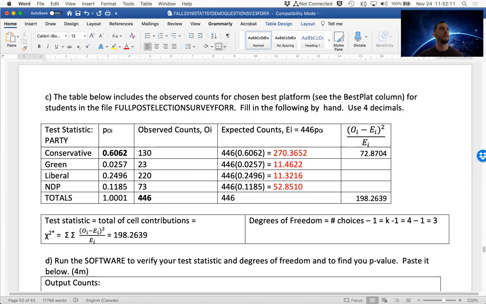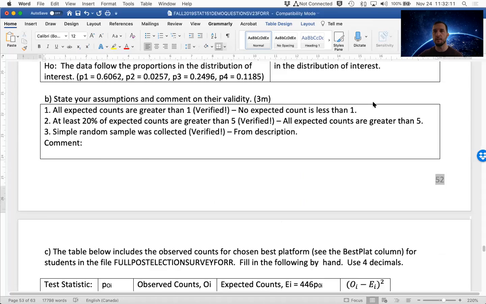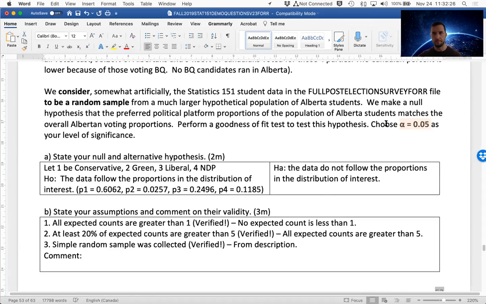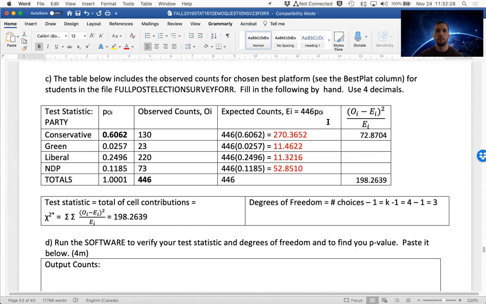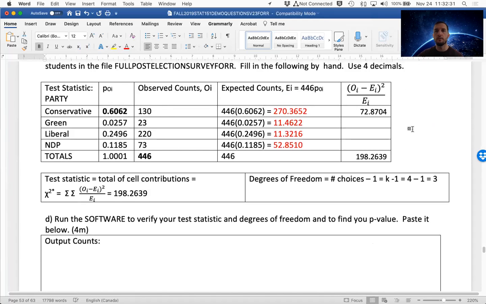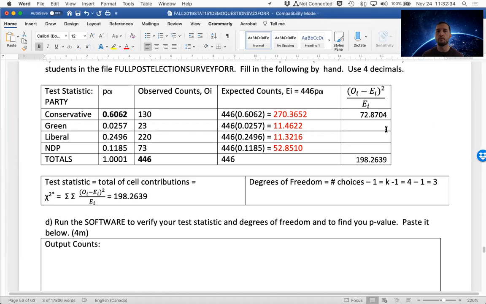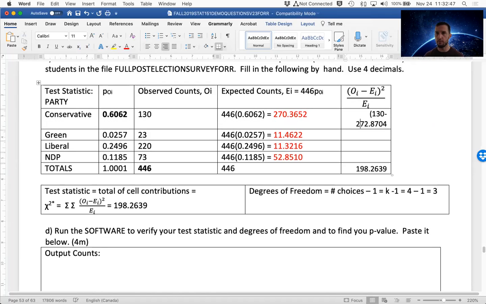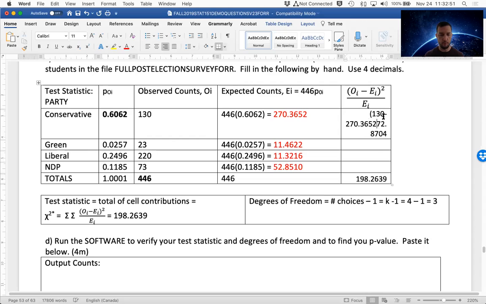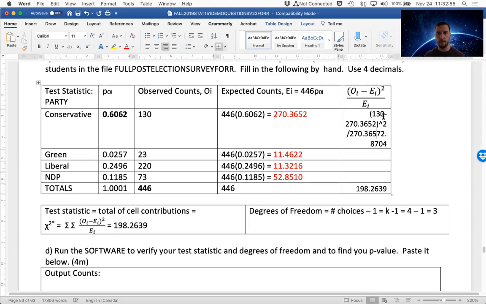Okay, so now we can start our test. So we have established the null hypothesis. We are told in the question that we are going to test at the 5% significance level. So this is established here. And now what we have to do is compute the test statistic. Okay, so to compute the test statistic, we take the observed count minus the expected count squared and divide by expected. So for example here, what we had leading up to this was 130 minus 270.3652 squared divided by 270.3652 equal to this.